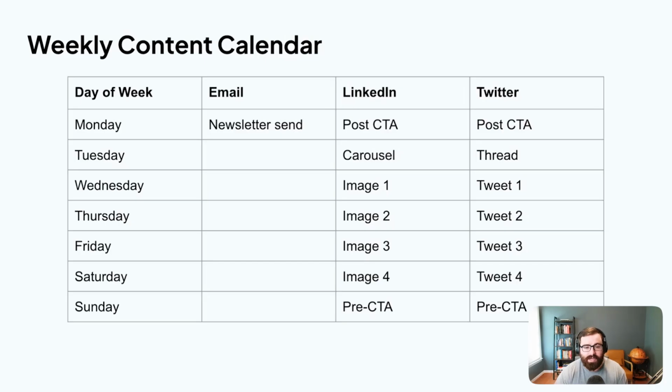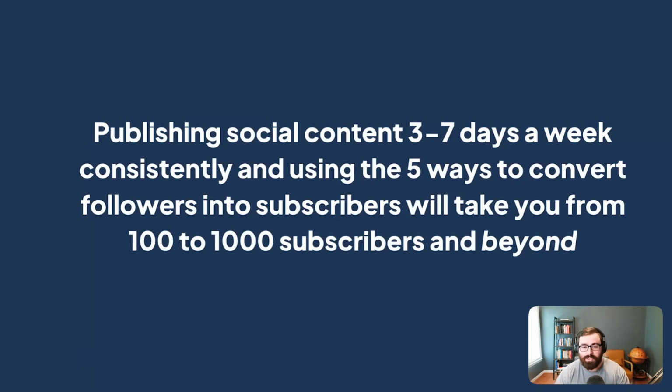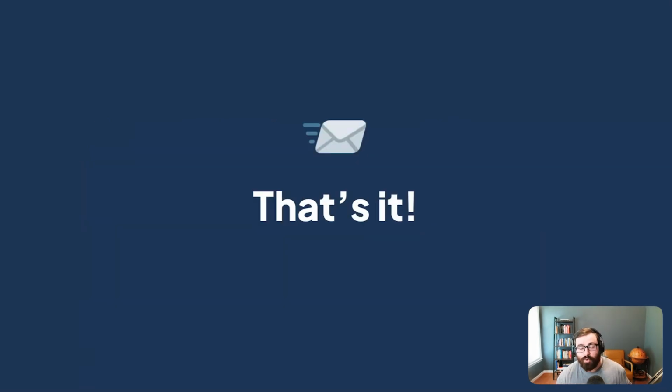Okay, so that's the content calendar. And by publishing social content 3 to 7 days per week consistently and using the 5 ways that I taught you to convert those followers into subscribers, you're going to take your newsletter from 100 subscribers to 1,000 subscribers and beyond. And that's it.